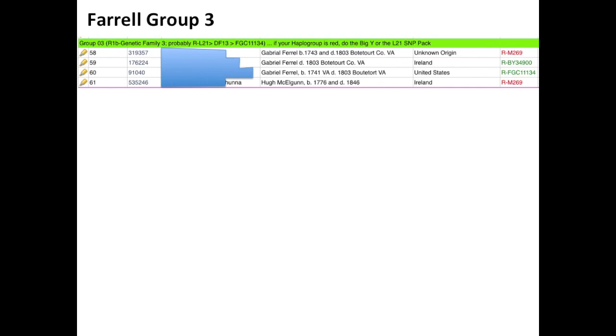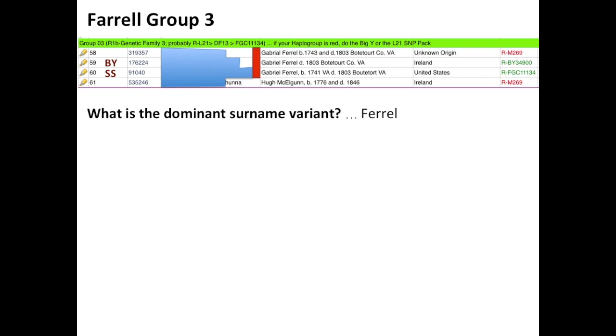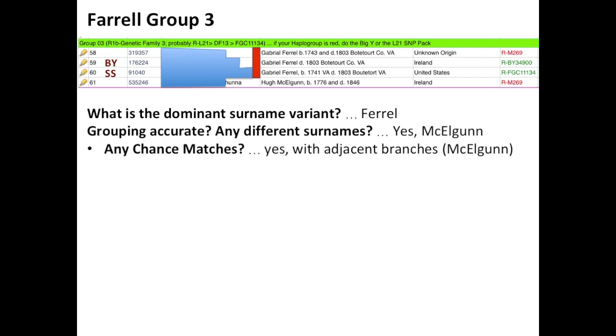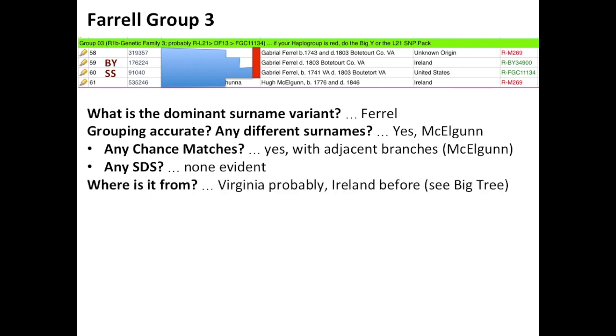There's also a chap here called MacElgan, and he comes up as a match. But the dominant surname variant is Farrell. One person has done the Big Y test, and another one has done a single SNP. There are different surnames, but MacElgan is sitting on an adjacent branch of the family tree. We look at some additional data. So he's actually on a separate branch of the Tree of Mankind, and he is only very distantly related to the other three. They came from Virginia and probably Ireland before that.